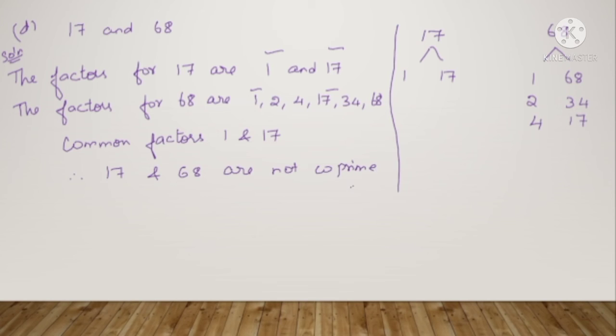So they are not co-prime numbers. So 17 and 68 are not co-prime numbers.